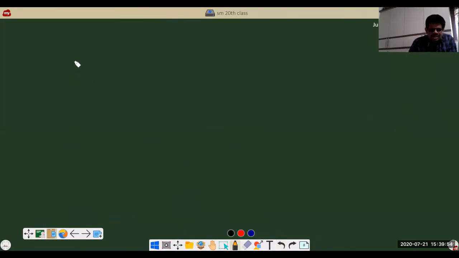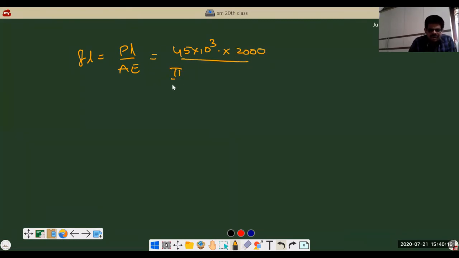So we know that elongation, that is delta L, is equal to PL by AE. You can directly substitute the values. What is the value of P? P is 45 into 10 cube, into L. What is the value of L? It is 2000. And A is pi by 4 D square. D is how much? 25, whole square, multiplied by E is equal to 2 into 10 to the power of 5.